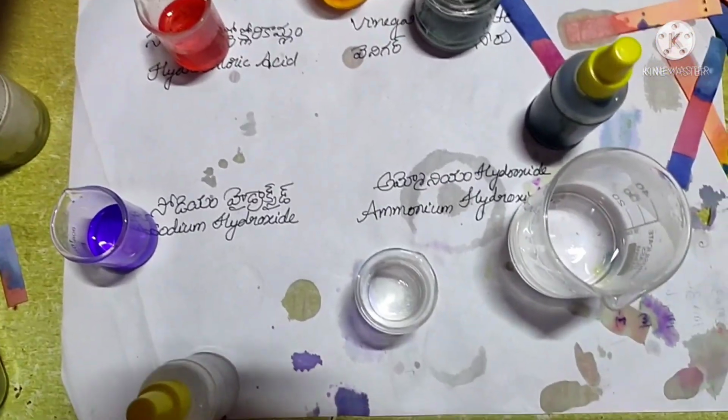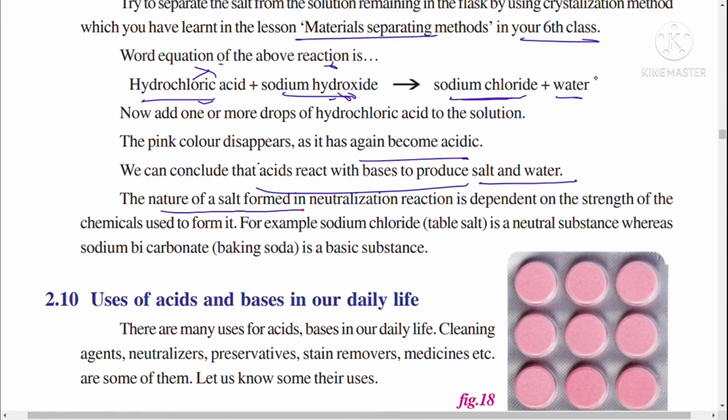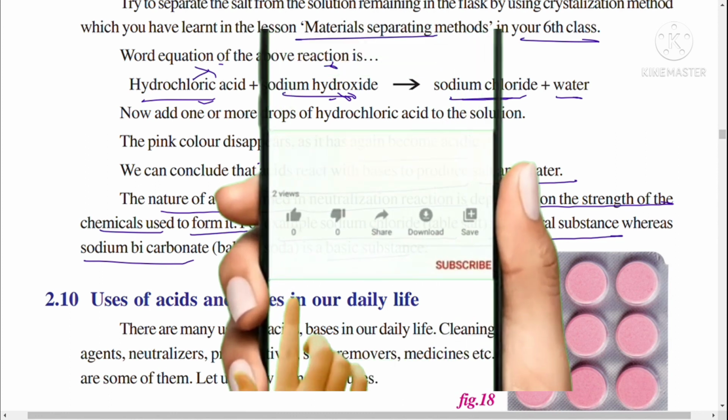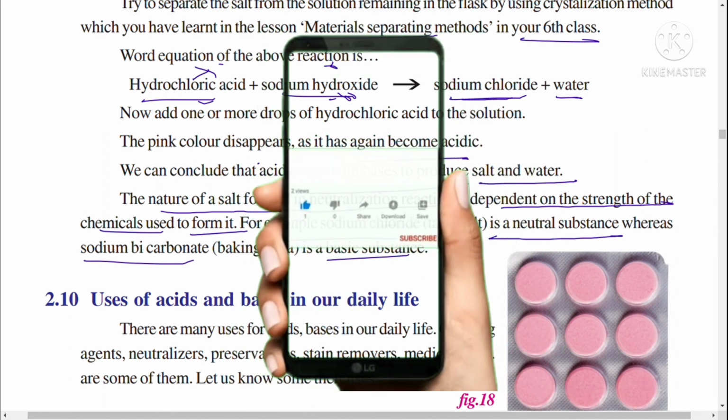The nature of the salt formed in a neutralization reaction depends on the strength of the chemicals used to form it. For example, sodium chloride, which is table salt, is a neutral substance, whereas sodium bicarbonate is a basic substance. So the strength of the chemicals will determine whether the solution formed is neutral.